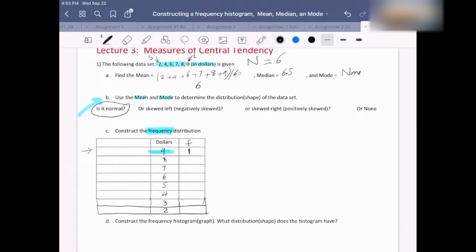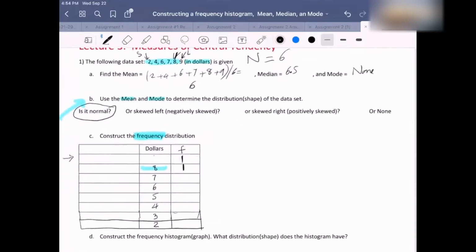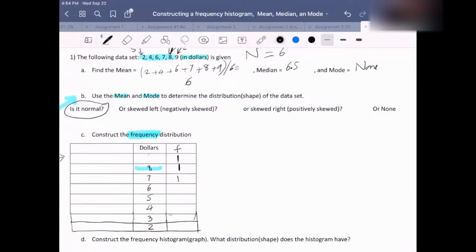Let's move on to the next one, number 8. Can you talk to me out loud? What is the frequency of number 8? 1. So 8 appears only once in the list. So that means that the frequency is 1. All right, the next one. Nidalen, what is the frequency of 7? 1. Good. The 7 appears only once in the list.